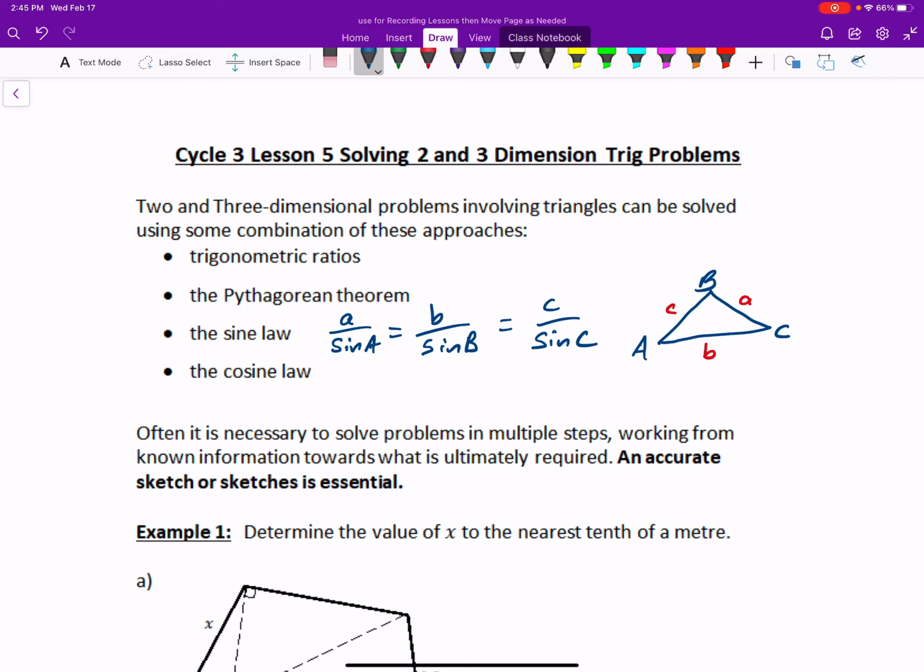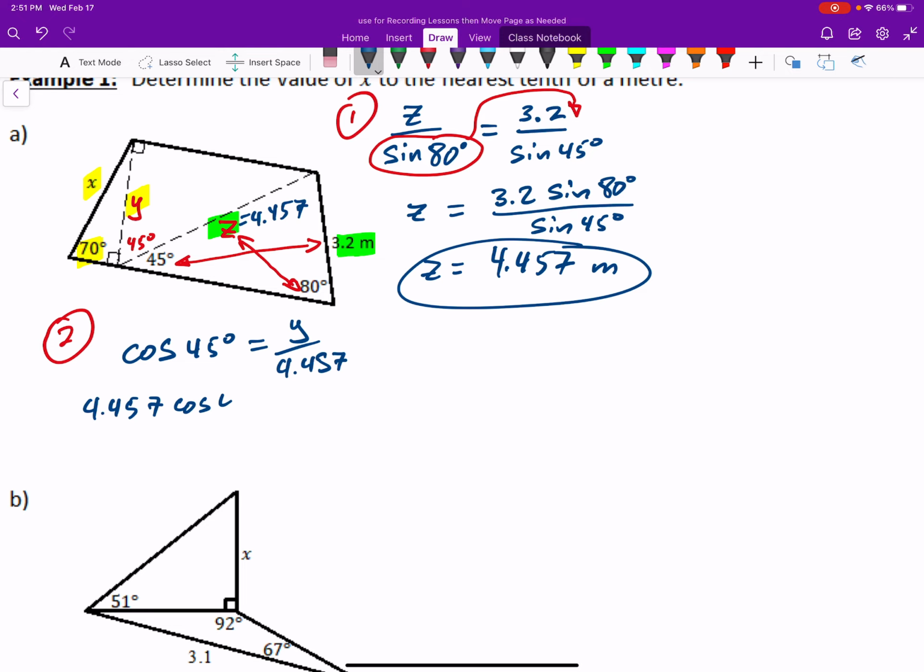Not sine, my mistake. I jumped the gun on that. It's going to be cosine because it's adjacent over hypotenuse. So cos 45 is going to be y over 4.457. And then if I rearrange to isolate y, I get 4.457 times cos 45, and that'll give me what y is.